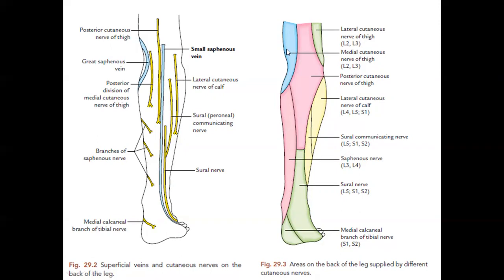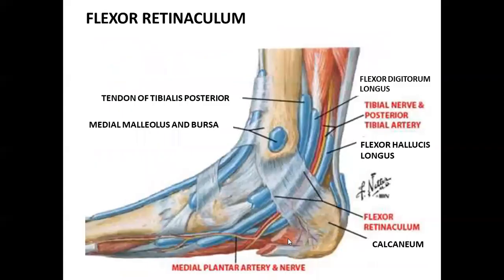Then we have the posterior division of the medial cutaneous nerve of thigh, which supplies the skin of the uppermost part of the middle 1/3 of the calf. Then we have the posterior cutaneous nerve of the thigh, the sural nerve, the sural communicating nerve, the lateral cutaneous nerve of thigh, and the medial calcaneal branch of the tibial nerve.